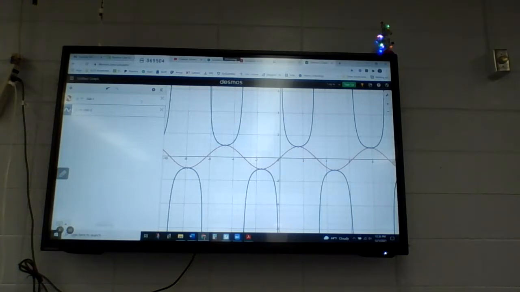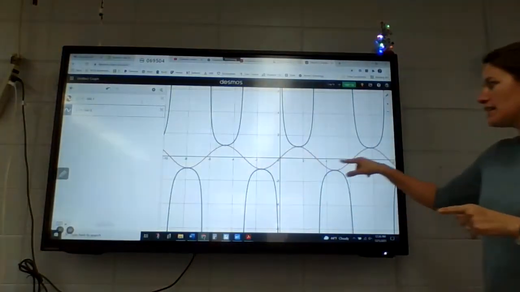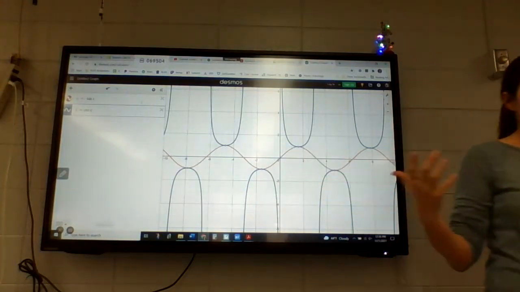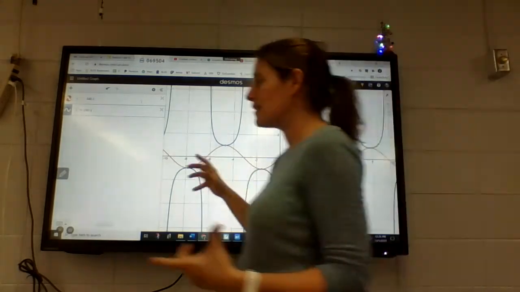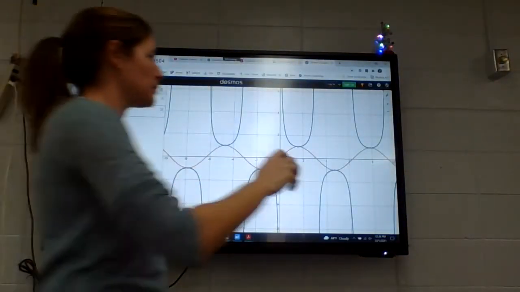That's weird. Alright, let's take a minute to look at this and see what's going on here. Again, the red is the sine graph. The cosecant is the blue. Now you might wonder, where do they connect? They don't. These are a bunch of different little parabolas.